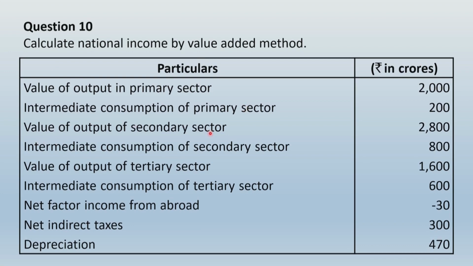Value of output of secondary sector and intermediate consumption of secondary sector. Value of output of tertiary sector, intermediate consumption of tertiary sector. So basically, from different sectors you have been given the value of output and the value of intermediate consumption. That means you can find value added from each sector and then take the aggregate of all the value added, which will give you GDP at market price, and net factor income from abroad is given as a negative value. Net indirect tax and depreciation also informed to you.